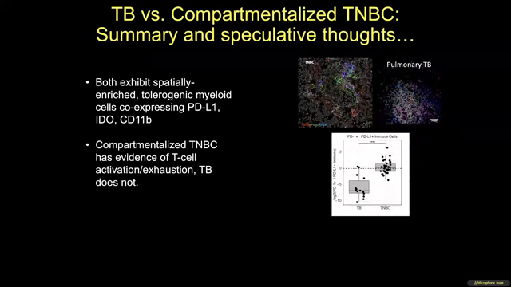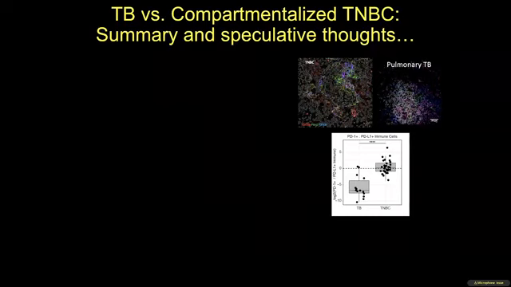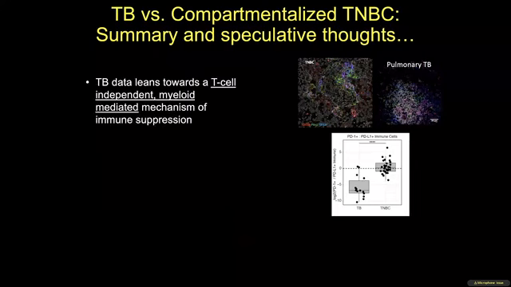But the striking difference, again, is that in TNBC, the PD-L1 immune cell expression is definitely accompanied by phenotypic markers that could be indicative of either T cell activation or exhaustion. But in TB, that seems to not be there at all. And so in TB, this seems to suggest that there's a T cell independent myeloid mediated mechanism of immune suppression that's going on.